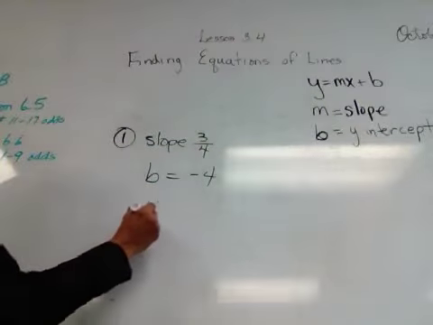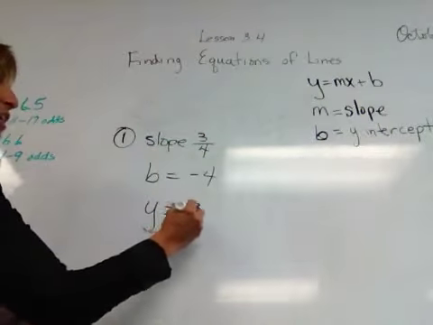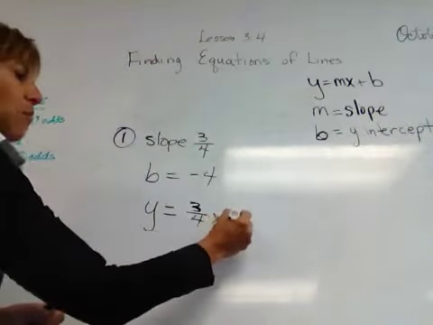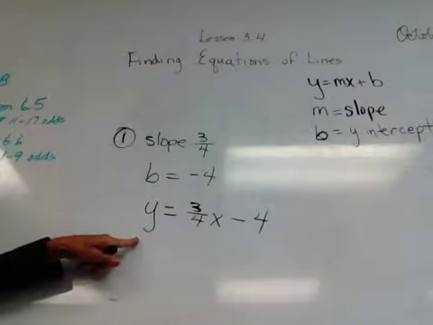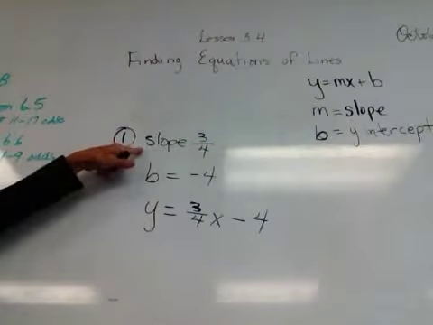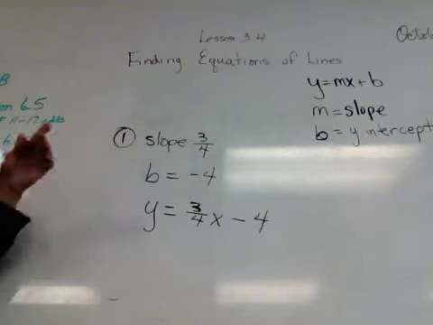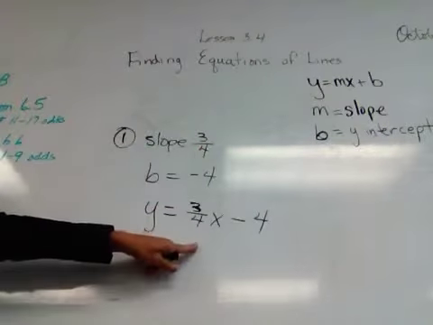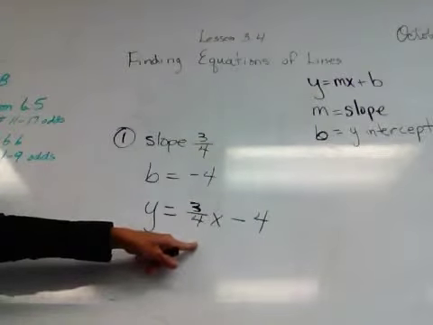So y equals the slope times x, well, they said the slope is 3/4, so 3/4 x plus b, well, ours happens to be minus, so -4. That's the equation of the line that has a y-intercept of -4 and a slope of 3/4. Okay? Are you guys all right with that? All you have to do, if they give you this information, is plug it into the equation. All right? Okay with that? That's the first thing that happens in that chapter.